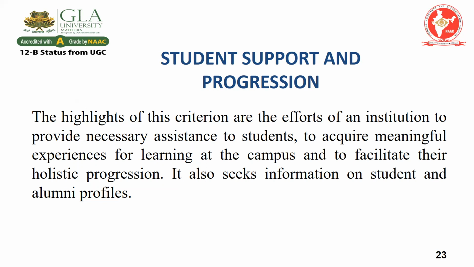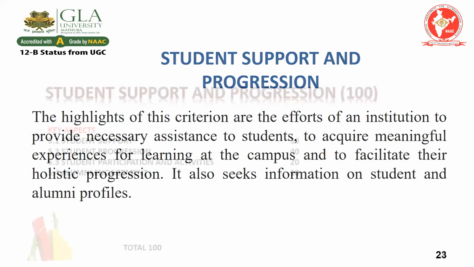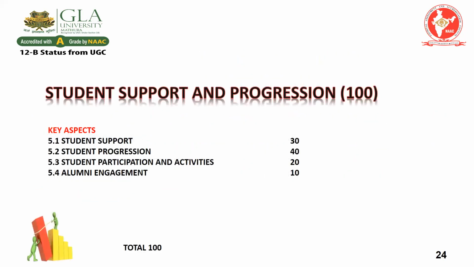So this criteria number 5 is again of 100 marks, and it includes 4 key indicators: 5.1, 5.2, 5.3 and 5.4. In 5.1, they talk about student support, whether students are supported by something or not. For example, is there any government body offering scholarships to the students on your campus, or is the HEI itself offering any scholarship to the students?